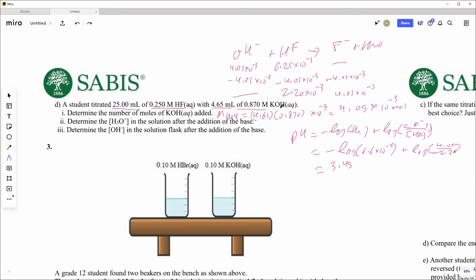Yet we're not done. We found the pH. Can we get the H plus, which is the same as the concentration of H3O plus? So it's just going to be, if you want me to write it like this, the concentration of H plus equals 10 to the minus pH, which is what we found, 3.45. How do you get 10 to the minus if you don't know?